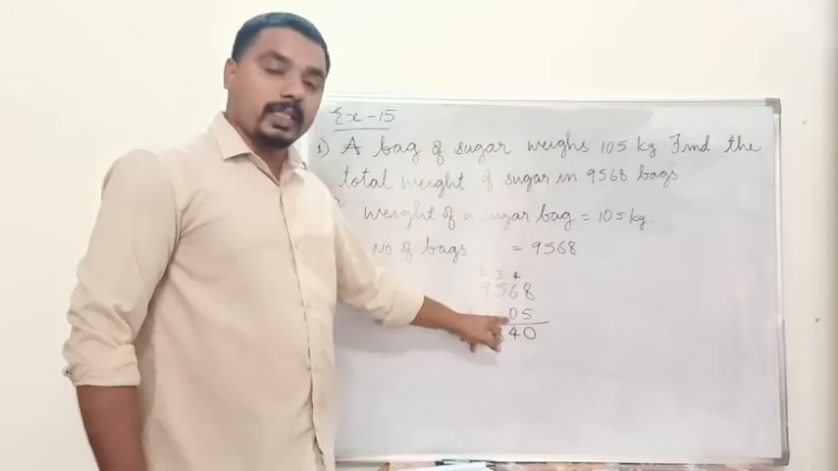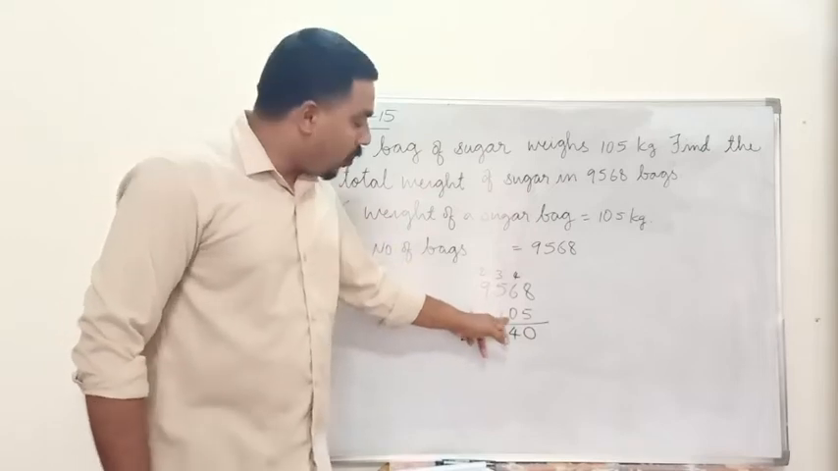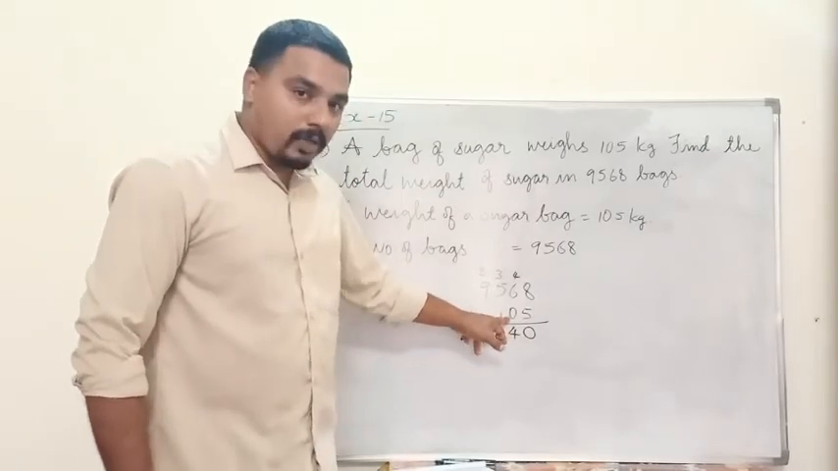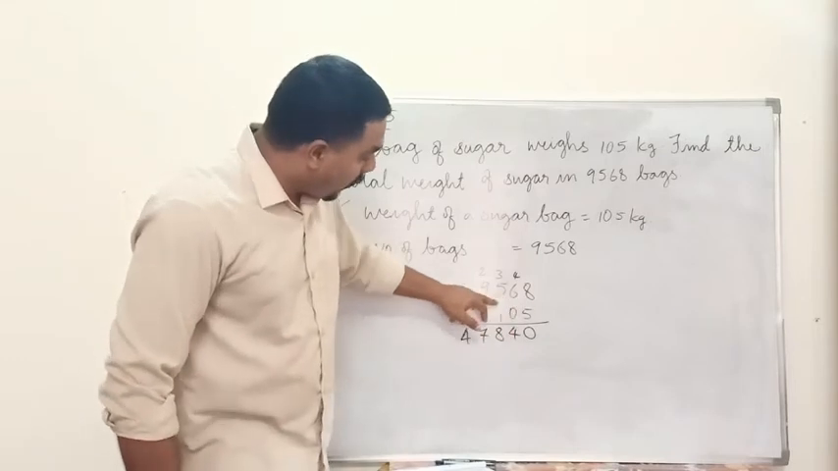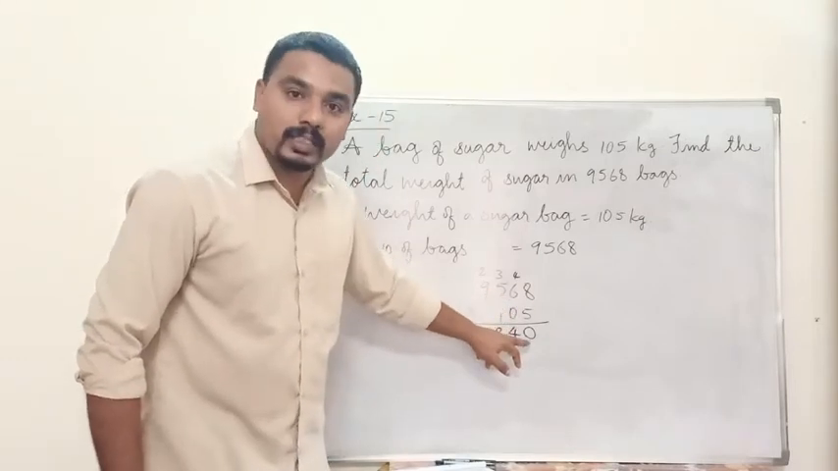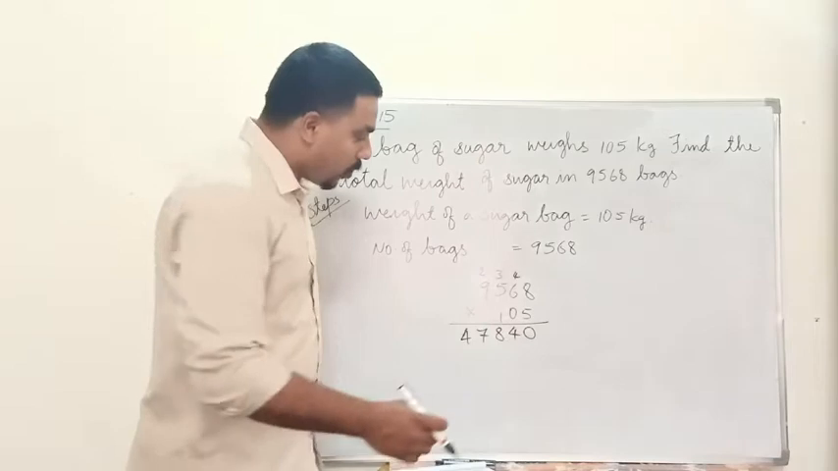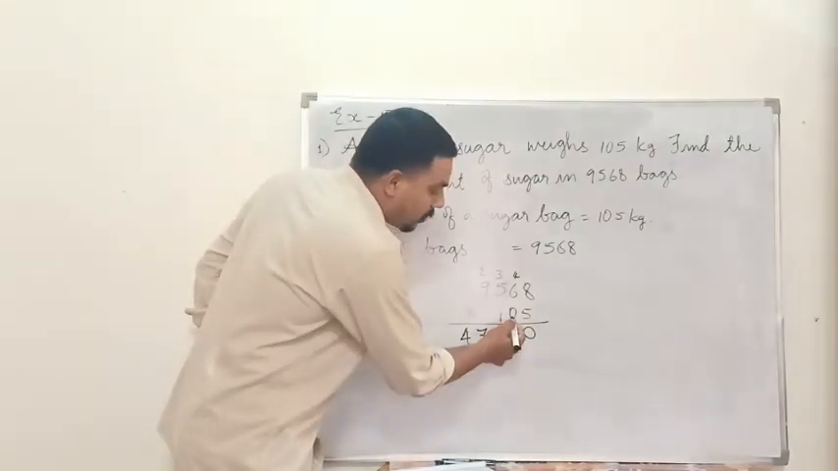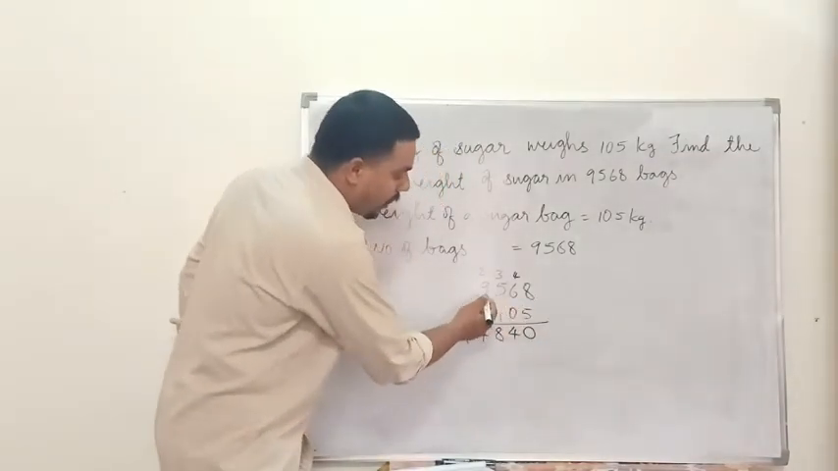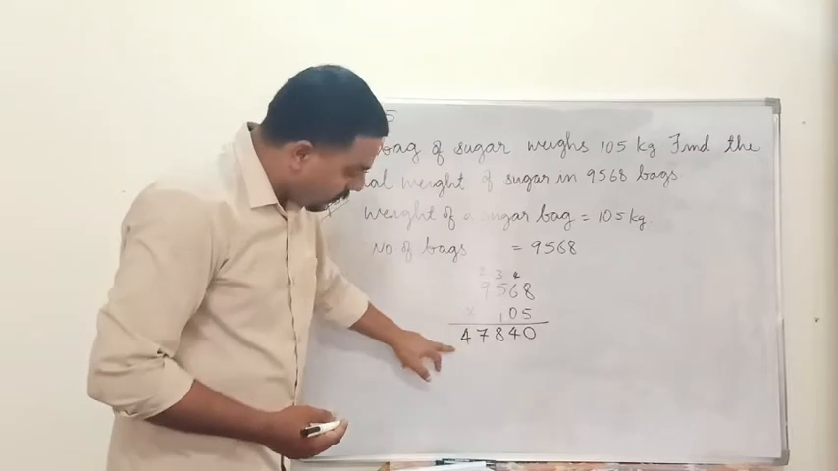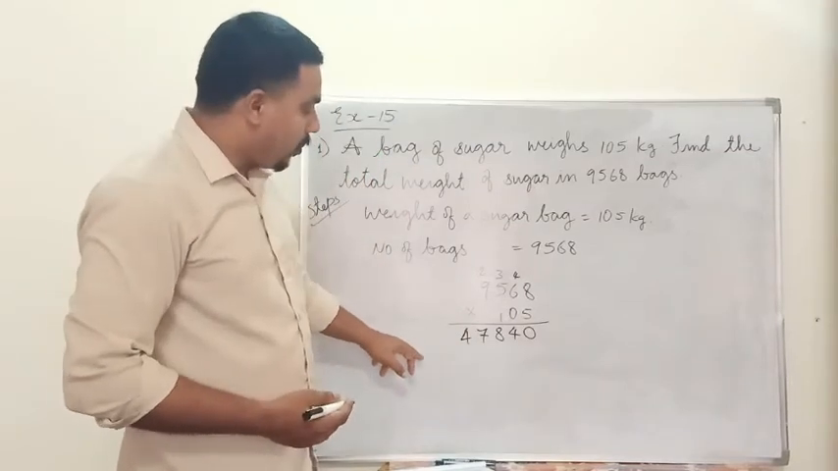Now the next one is 0. We can avoid these steps. Why? Because when we multiply any number by 0, we will get a 0 as product, right? So we can avoid to multiply 0 with the 8, 6, 5 and 9, because we will get here 0 only. So you can please avoid that.